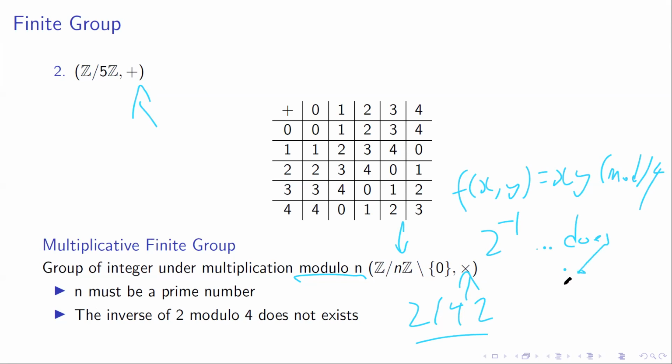The reason for this is because 2 and 4 have a GCD of 2. The GCD of 2 and 4 is not equal to 1, it's equal to 2. That's why it does not have an inverse. So if we want to have this multiplicative finite group, the group of integers under modulo n, this n must be a prime number.